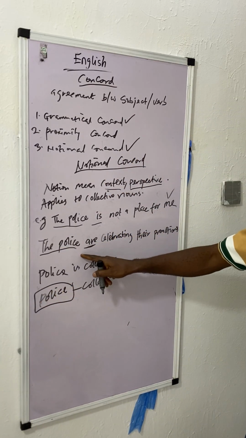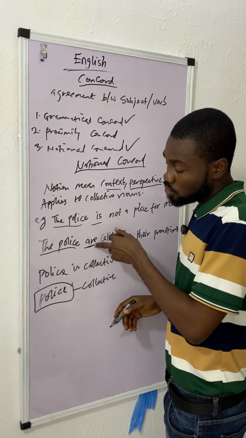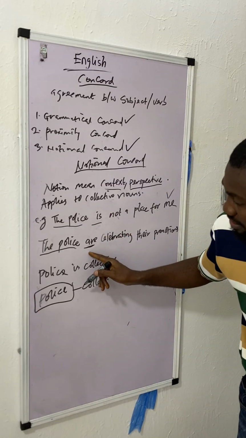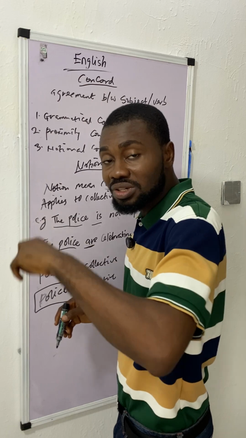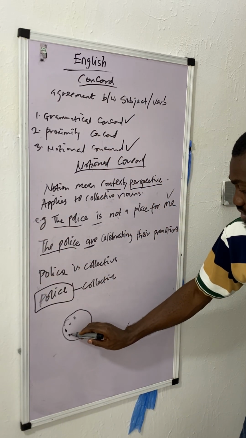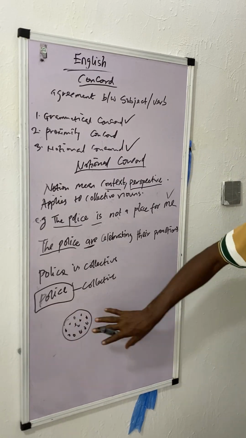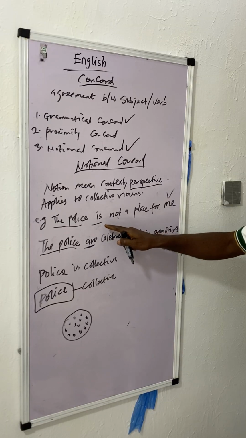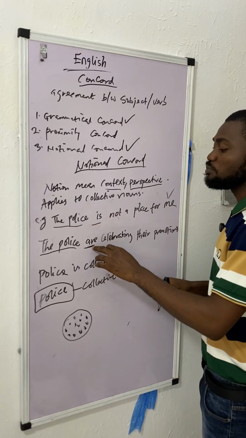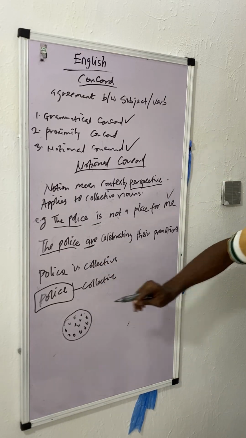Then this second one: the police are celebrating their promotions. When we use a plural verb, we are now looking at the subset of the police as a body, each police officer inside the entity that makes up the police as a body. In the first notion, with a singular verb, we refer to the whole entity. In the second, with a plural verb, we talk about each of the police that makes up the entity.